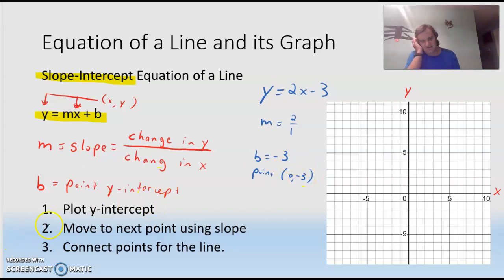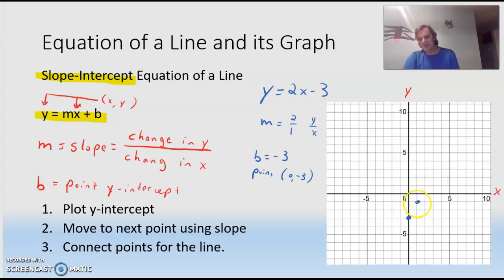So to graph this in a different way, besides calculating points, we want to plot the y-intercept. So we see that as negative 3, so we just come down on the y-axis at negative 3. And then we can move to another point using the slope. So remember, the slope is a change in y over a change in x. And the y is 2. So from the point I have, I'll go positive 2, and then I'll go over 1, which gives me an additional point.